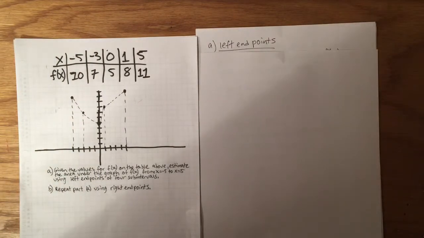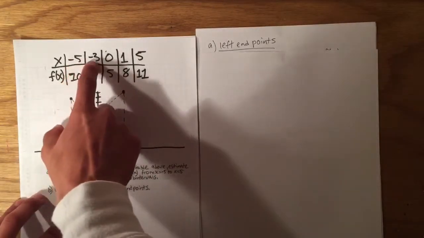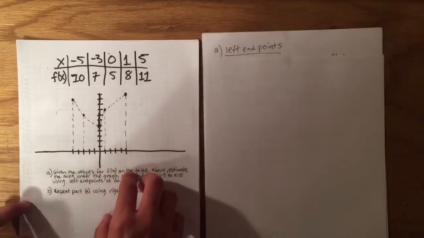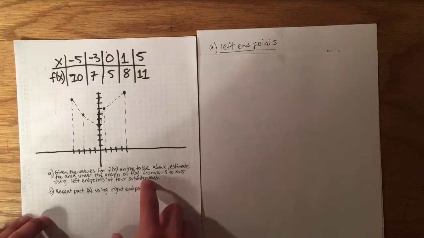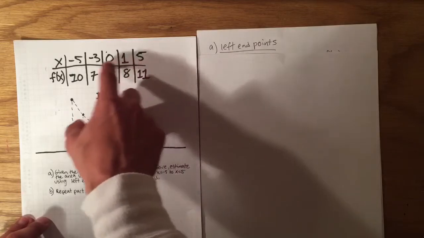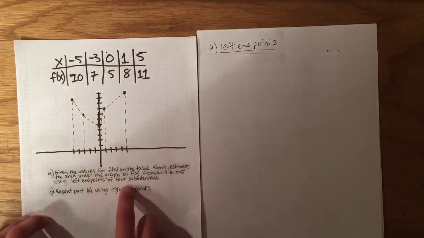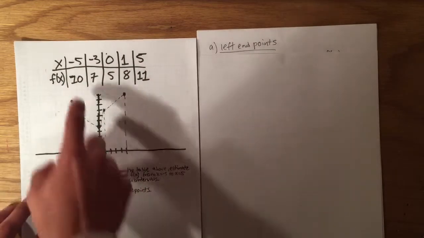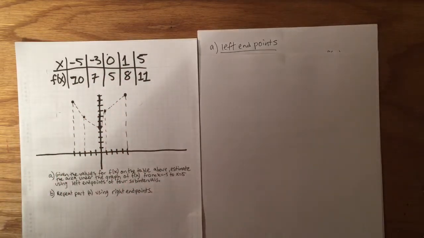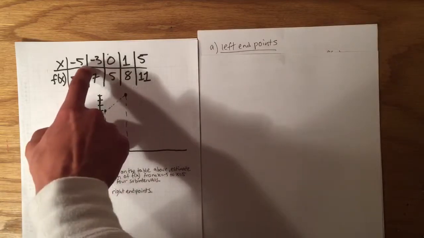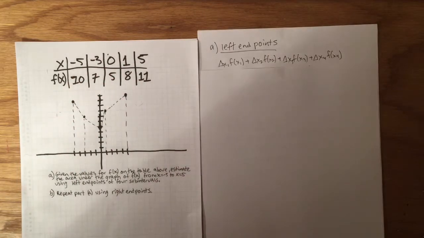To do that, you take your delta x times your f of whatever that left endpoint is. In this case, your left endpoints are -5, -3, 0, and 1. But a common mistake people might make is, because it asks for 4 subintervals, they might just take 5 minus negative 5 all over 4. That is incorrect because each distance between these x values is different. So you just take the distance between the 2 points. Okay, so that looks like this.